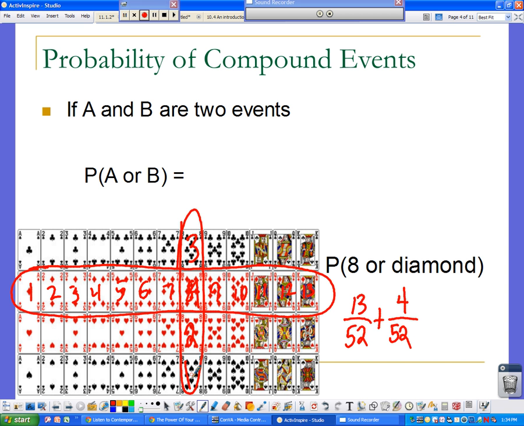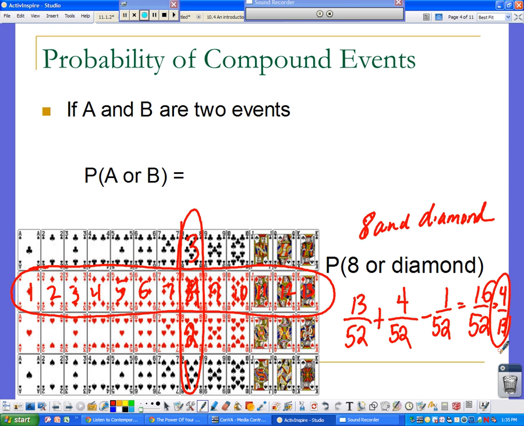One thing that you have to do is take out that 1. So how many cards fit into both categories where they're an 8 and a diamond? Because we counted it in the 8s and we counted it in the diamonds, we have to take it out because we counted it twice. So we're just going to subtract that 1 out of 52, and that'll get us to our 16 out of 52, which reduces to 4/13 as our final answer.